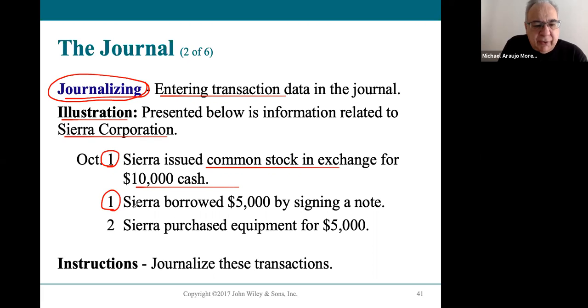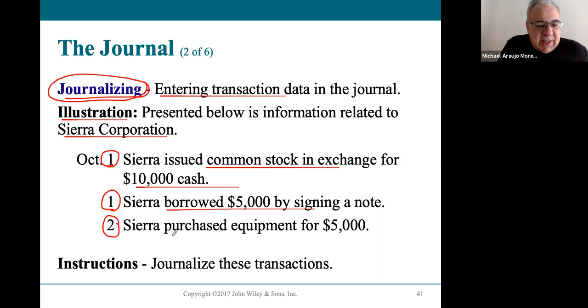Here on the second transaction, they borrowed money. We had more cash. We had more notes payable. We figured that out. More cash is on the debit side of the cash account. More notes payable is on the credit side of the notes payable account. So we figured all that out. That's all the analysis we did.